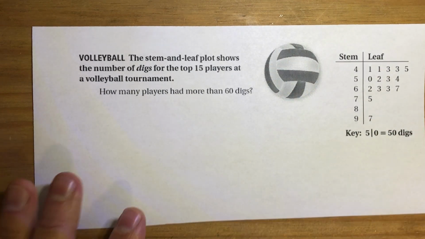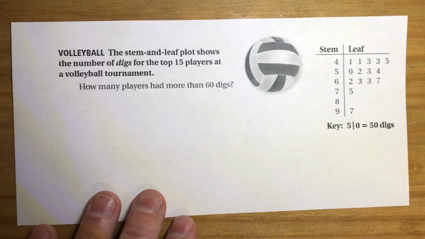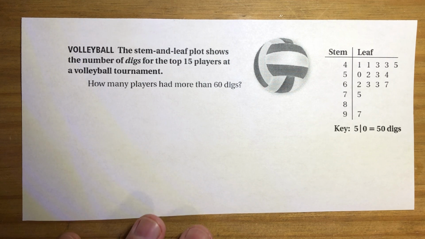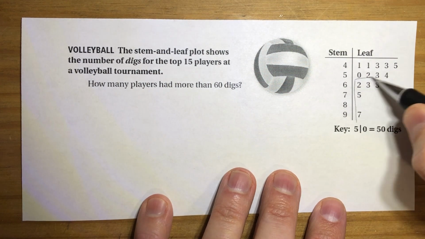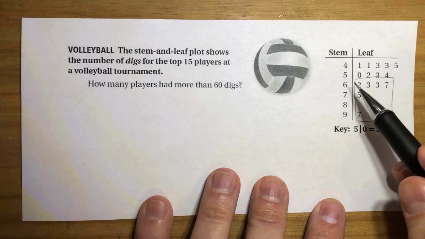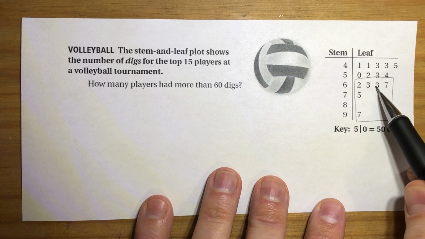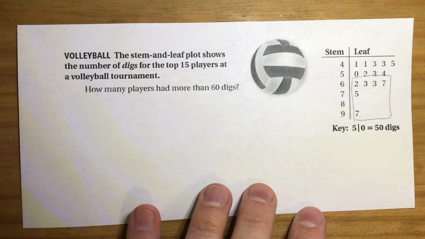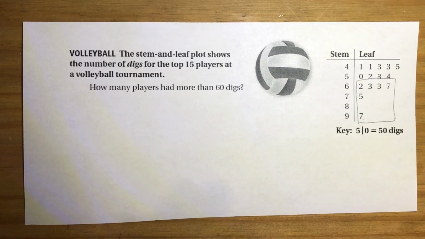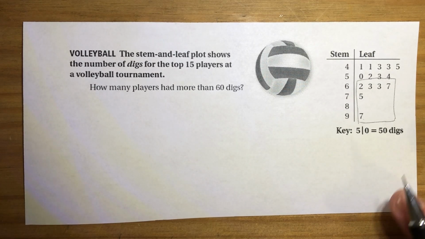For example, this stem and leaf plot shows the number of digs for the top 15 players at a volleyball tournament. How many players had more than 60 digs? So you can see this data is all students who had more than 60, 62, 63, 63, 67, 75, and 97. So the correct answer would be 6. 6 players had more than 60 digs.